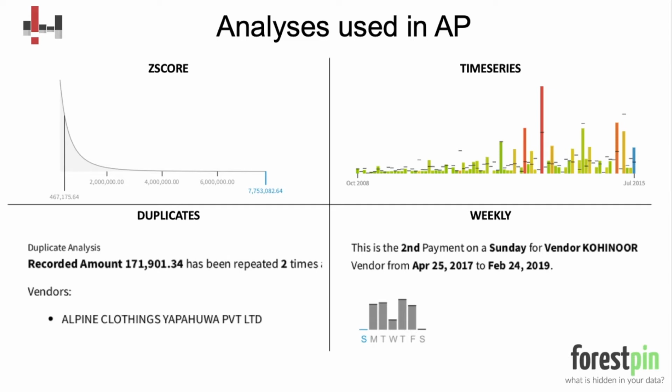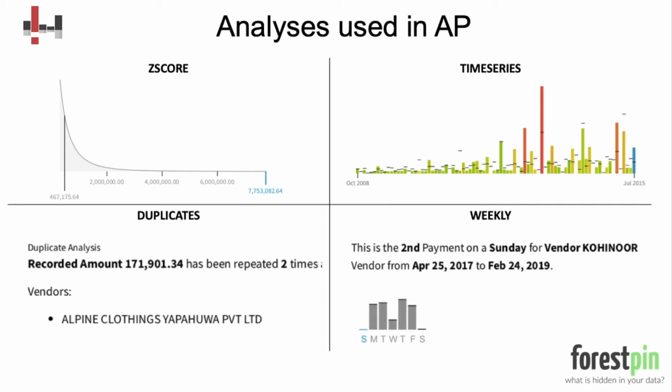The second test is the time series test, which allows us to identify when the cumulative value for a month exceeds a predicted value based on past monthly totals. Example, high invoice value for a vendor within a month.